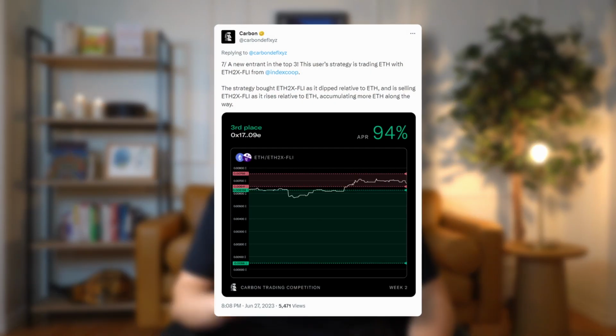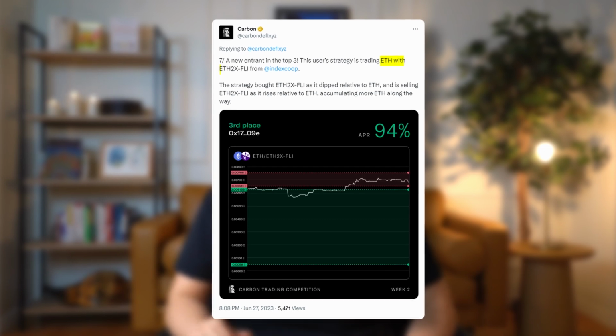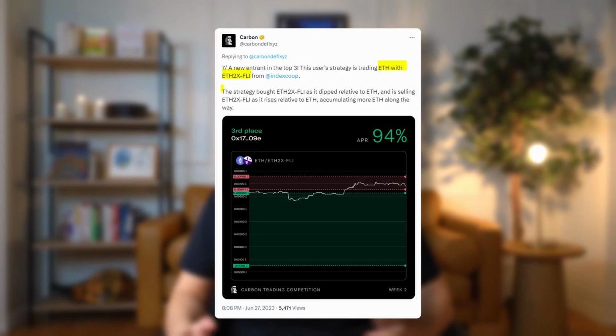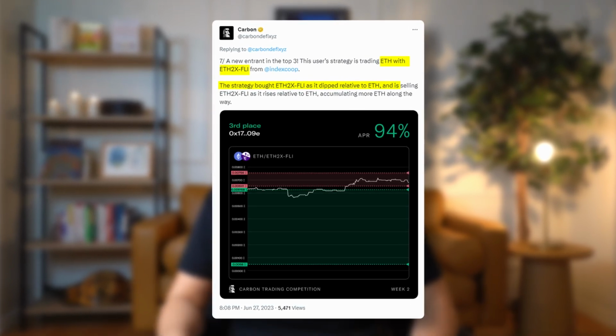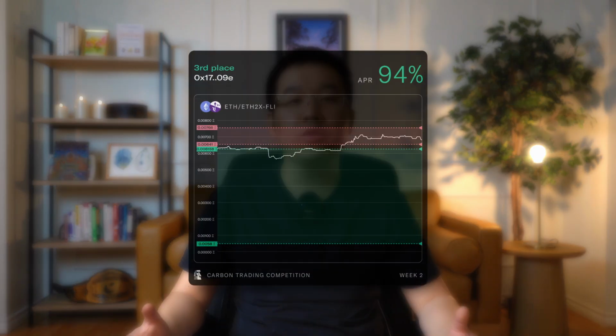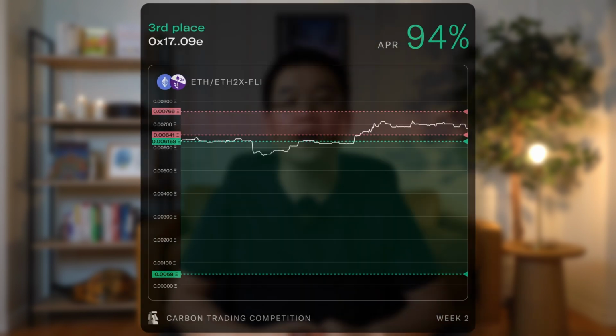And then there's this trader, which did an even more advanced strategy. They traded the ETH versus ETH2X-FLI pair, which if you don't know, is pretty much a token that represents going 2x long on ETH. So their strategy buys ETH2X-FLI as it dips relative to ETH, and then sells that as it rises relative to ETH. So they're accumulating more ETH along the way. They used two ranges in their case, and that got them a 94% APY so far. So yeah, those are just 3 real-world examples for you.